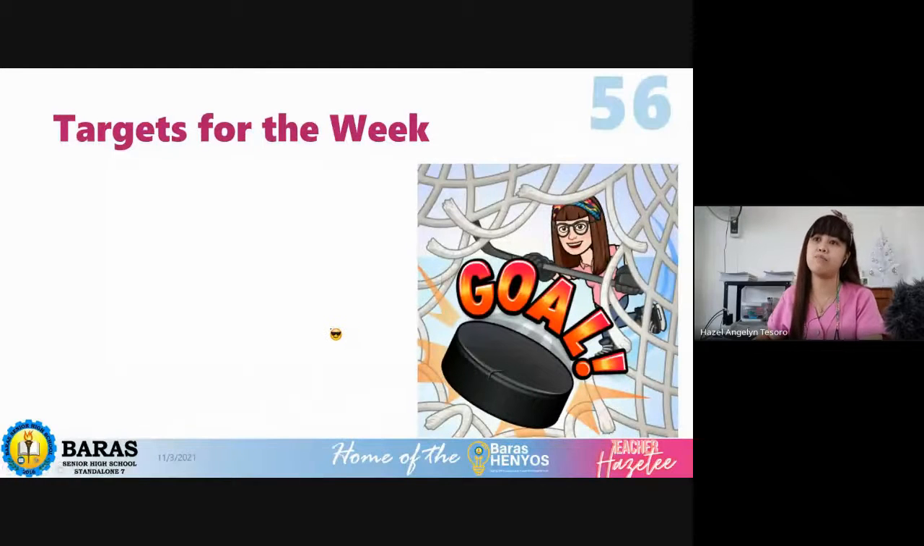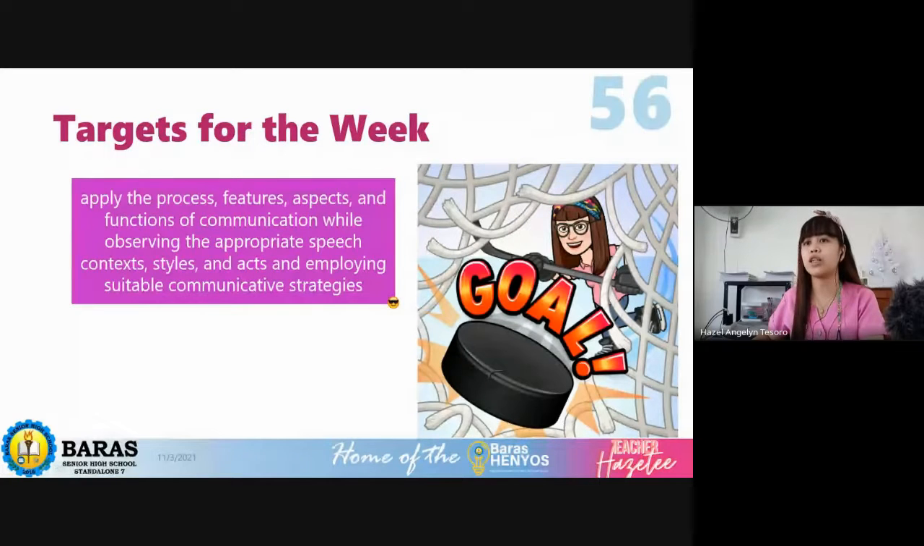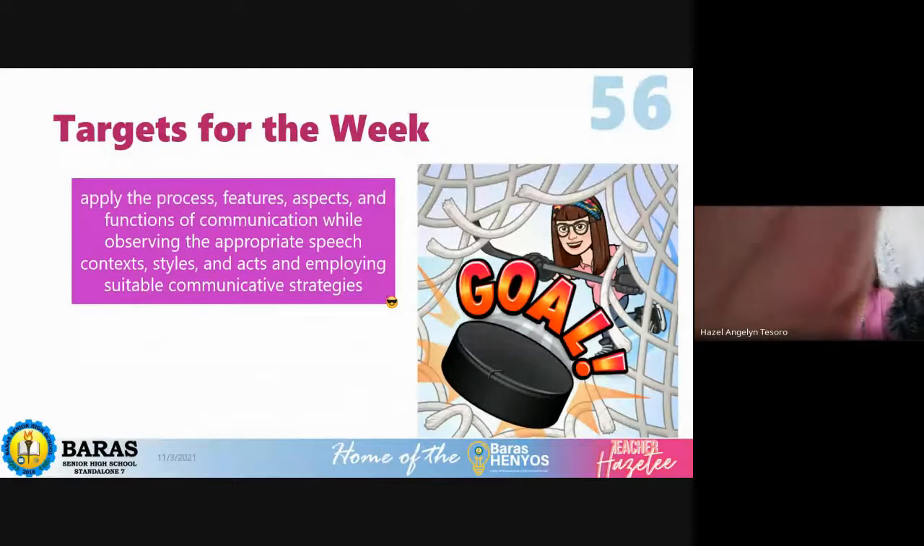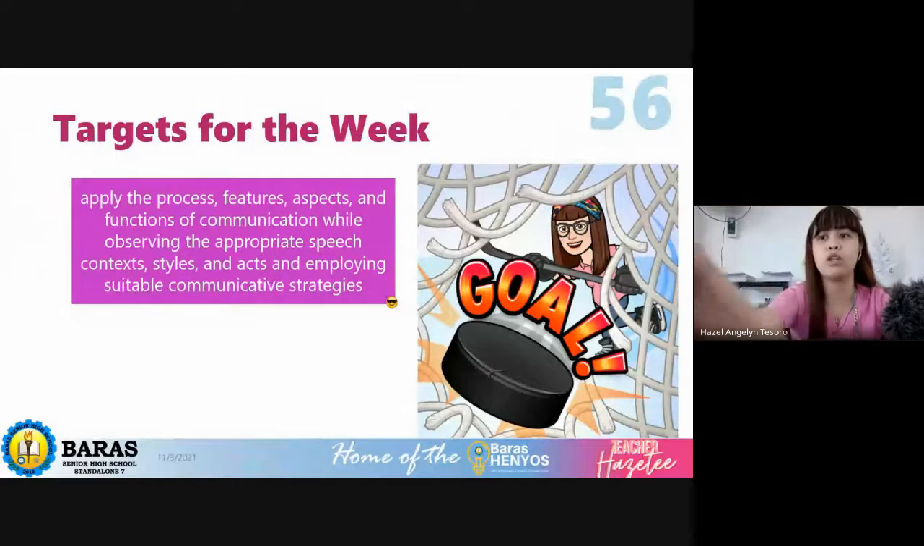Ayan, our targets muna pala for the week. So for week 16, our target is to apply the process, features, aspects, and functions of communication while observing the appropriate speech contexts, styles, and acts and employing suitable communicative strategies.